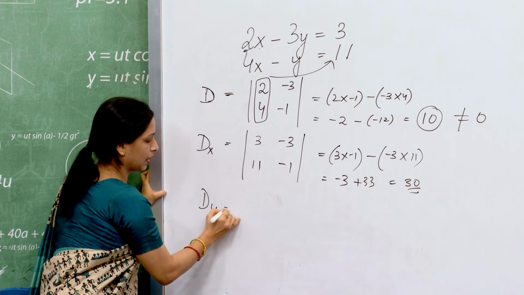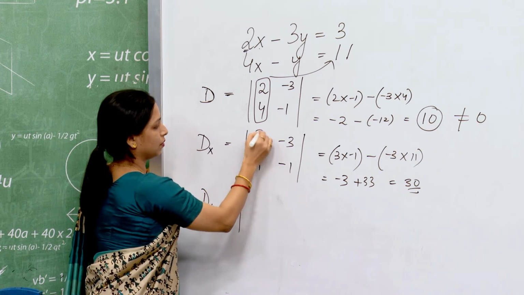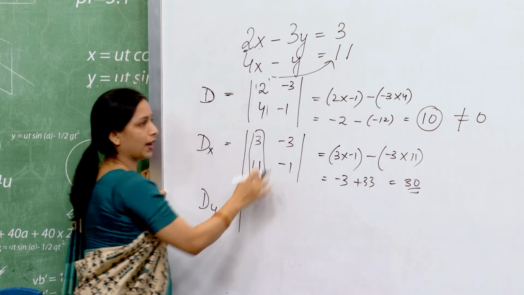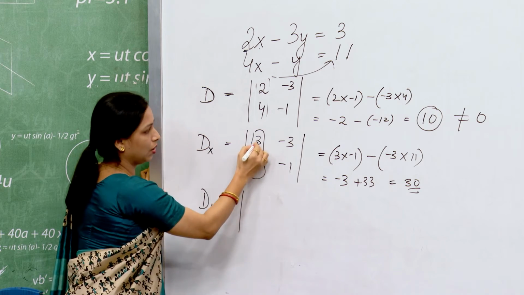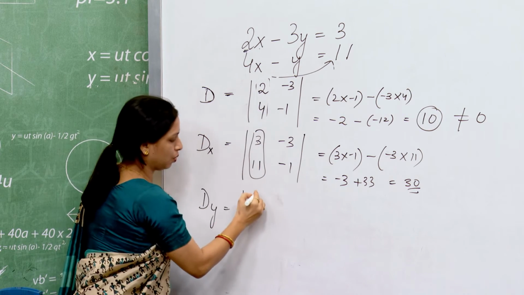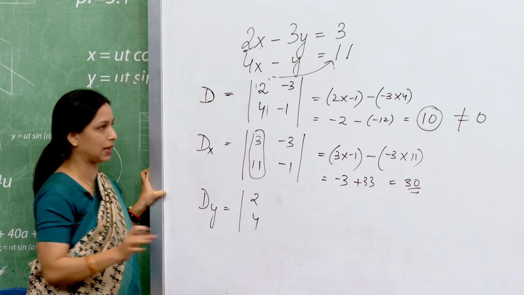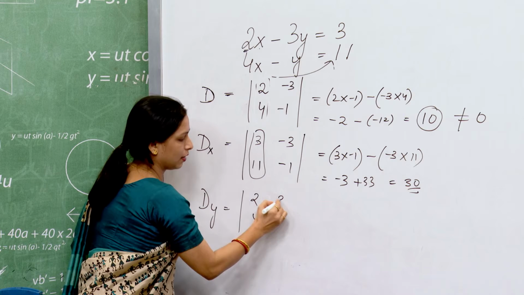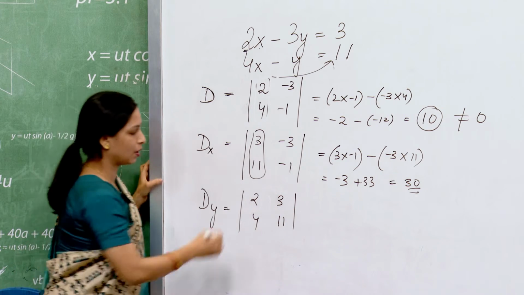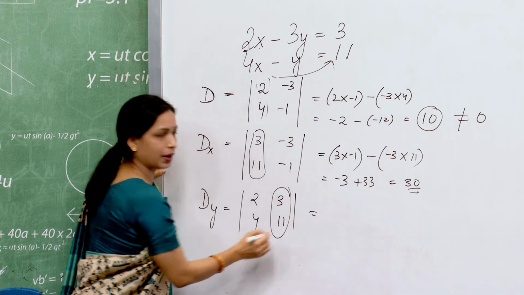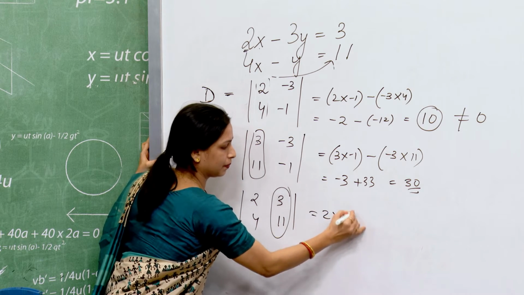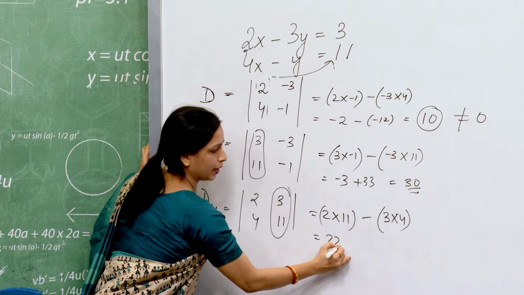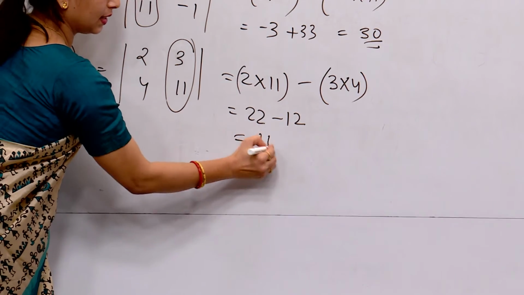Now, Dy. In Dy, we substitute the coefficients of y with the known values. The coefficients of x, 2 and 4, remain the same, and we substitute the coefficients of y, -3 and -1, with the known values, 3 and 11. Next, we find the determinant: 2 into 11 minus 3 into 4. That is 22 minus 12, so the answer is 10.